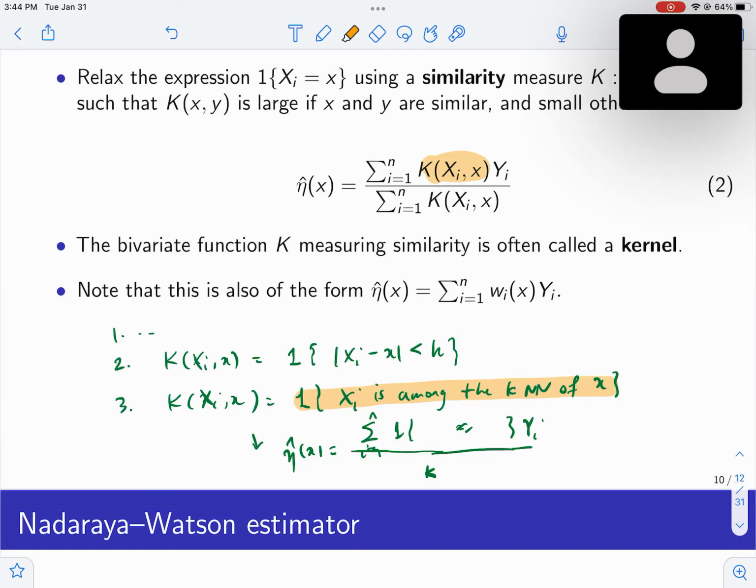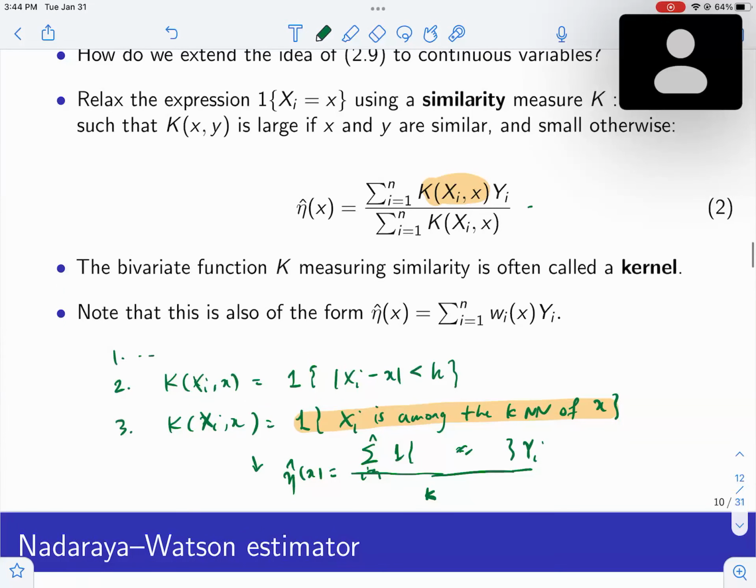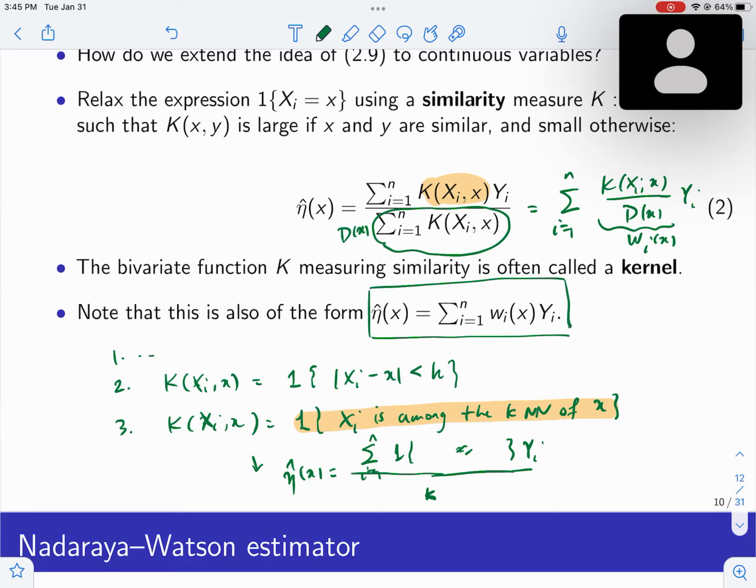And then you can also view this as this. Summation, this is like a number, so I'm going to put it inside. It's like i from 1 to n. Let's call this, what should I call this? I don't know, d of x if you want. So this is going to go inside, xi, x, d of x, let's say, and then yi. And then I'm going to call this w i of x. Okay, with this notation, these estimators can be written like that. And you can see all of them look like a weighted average.